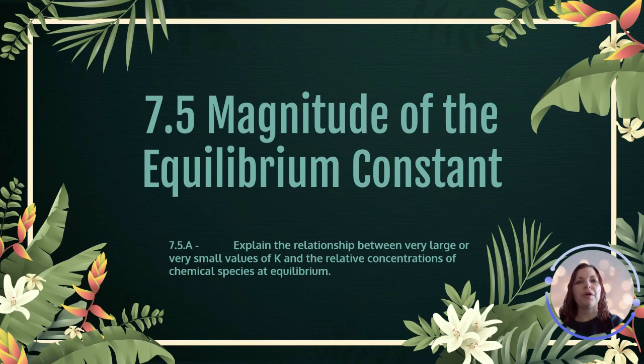Hello, AP Chem students, and welcome to topic 7.5, magnitude of the equilibrium constant. So today's learning objective is 7.5.a, explain the relationship between very large or very small values of K and the relative concentrations of chemical species at equilibrium.